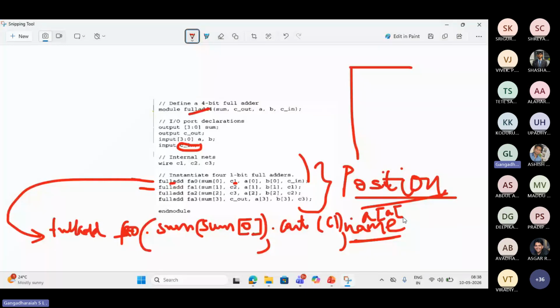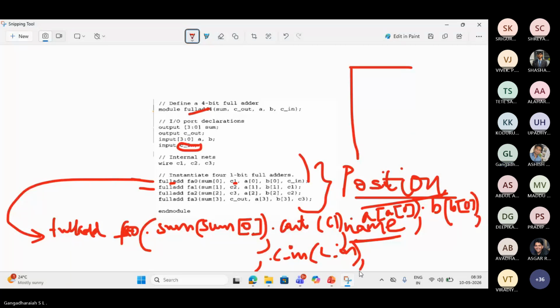A0 of full add 4, comma, dot B of full add is connected to B0 of full add 4, comma, dot C underscore in of, please understand, full add is connected to C underscore in of full add 4. Same name, you can use it, comma, dot. Anything else is there? I think I have connected all the ports. You close this and put semicolon.